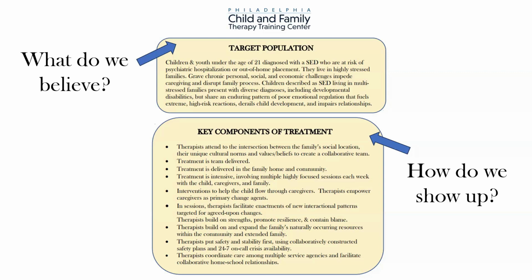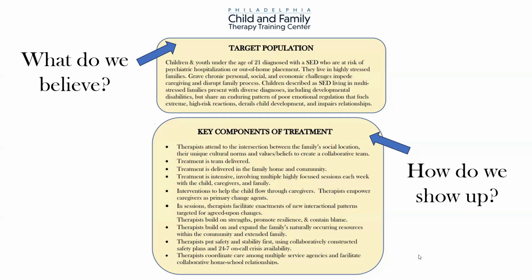We believe that there is an enduring pattern of poor emotion regulation that is causing extreme high-risk reactions, derailing development and impairing relationships. People aren't the problem. The relationships are the problem. Now some of you are like, I've been here a month. I don't quite know what to do. Ooh, you know how you know what to do? Look at the logic model, right?